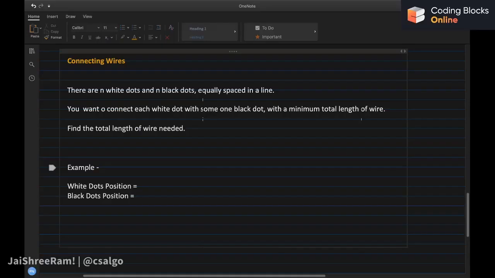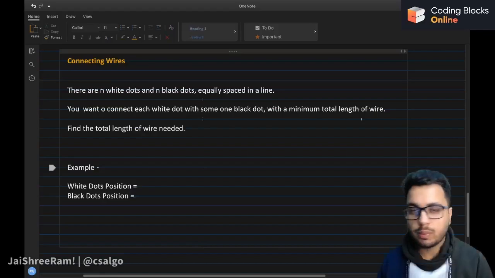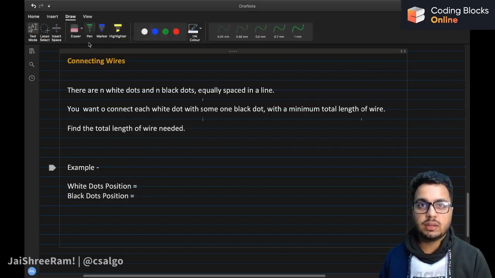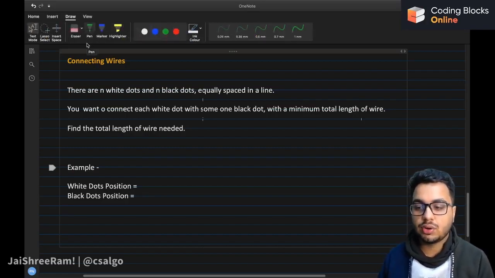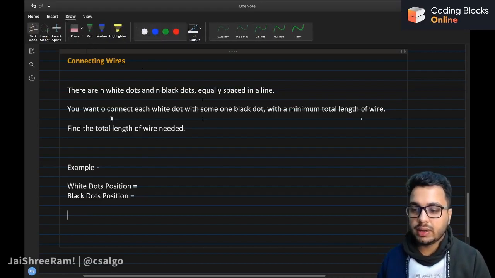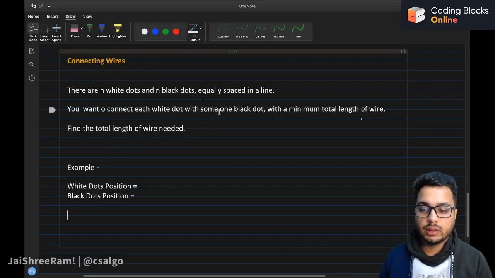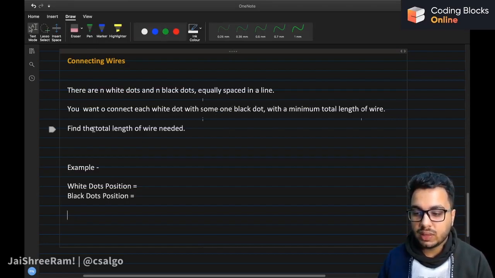Hi everyone, so we will be looking at a very simple problem this time. It's called connecting wires. So the problem is like this. There are n white dots and there are n black dots, and all of them are equally spaced in a horizontal line. Okay, so you want to connect each white dot with any one black dot using a wire, and your goal is to minimize the total length of the wire that is needed.